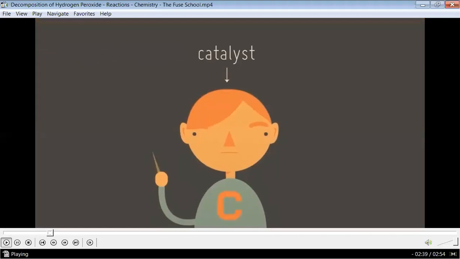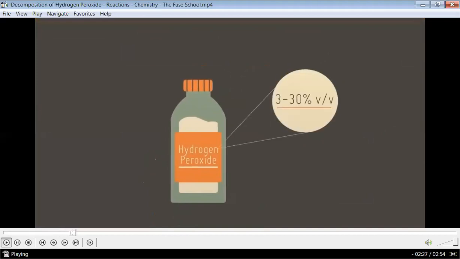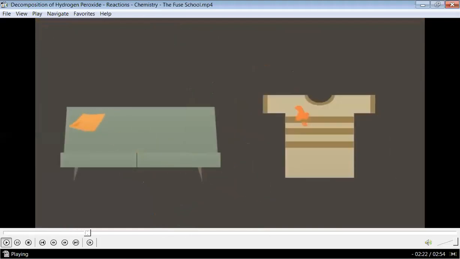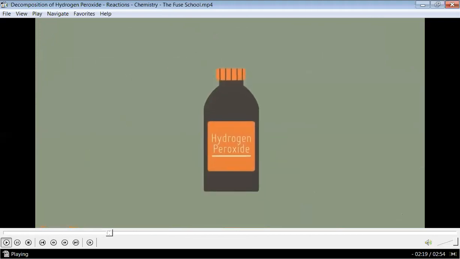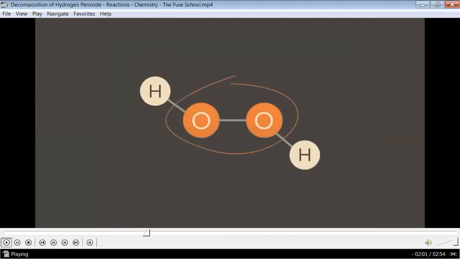In this lesson, we will learn about how a catalyst affects the rate of the decomposition of hydrogen peroxide. Fairly dilute solutions of hydrogen peroxide, approximately 3 to 30% volume by volume, can be used as a household cleaning agent to remove stains on furniture and clothing. It can also be used to bleach or lighten darker hair. Whatever the real-life uses, hydrogen peroxide is always stored in a dark plastic container away from sunlight. This is because in warm conditions and UV light, hydrogen peroxide can decompose into water and oxygen, because the oxygen-oxygen bond in the molecule is unstable.